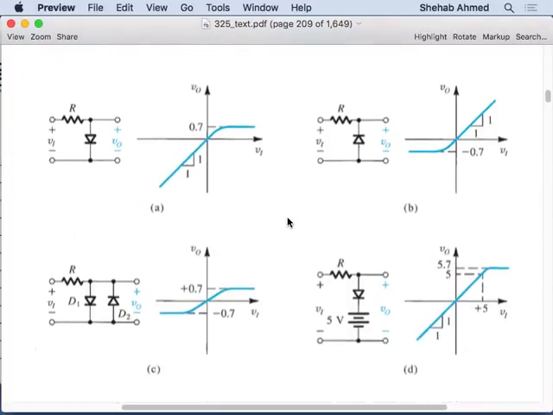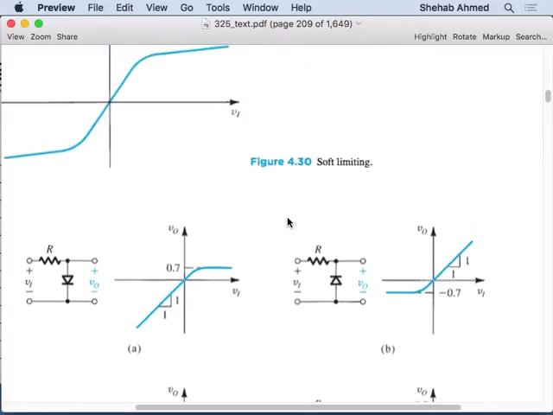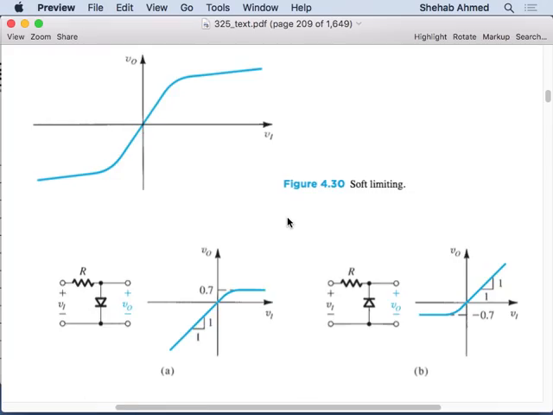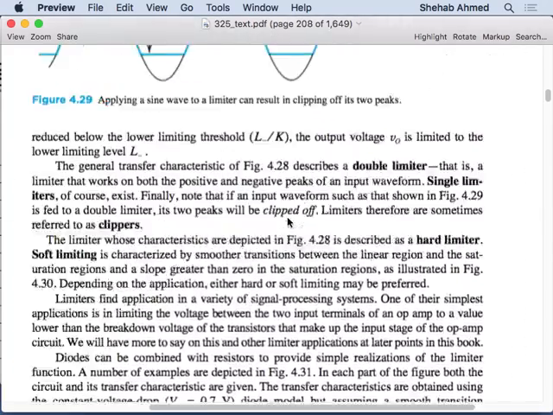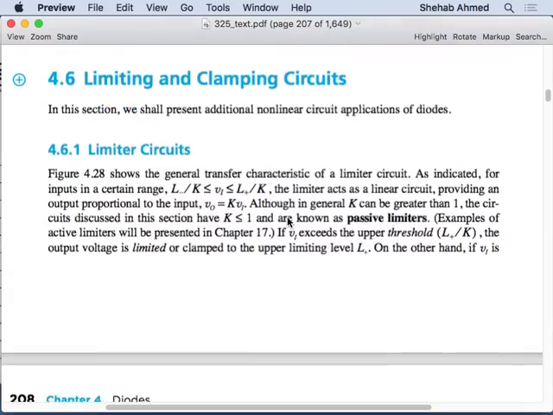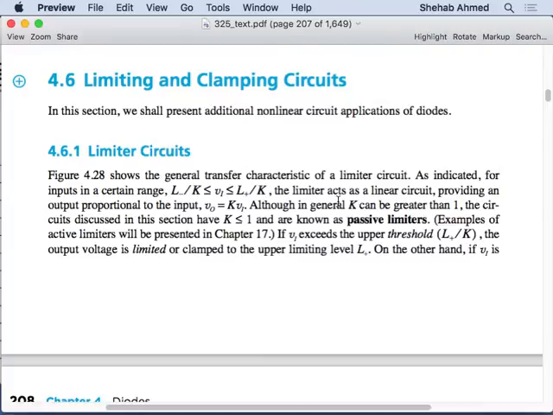We talked a little bit about something like this, right? We talked about putting a Zener in series with a diode. So these are different configurations. Make sure you understand those. It's called limiters and clippers or something like that. Limiter circuits. This is not new material.